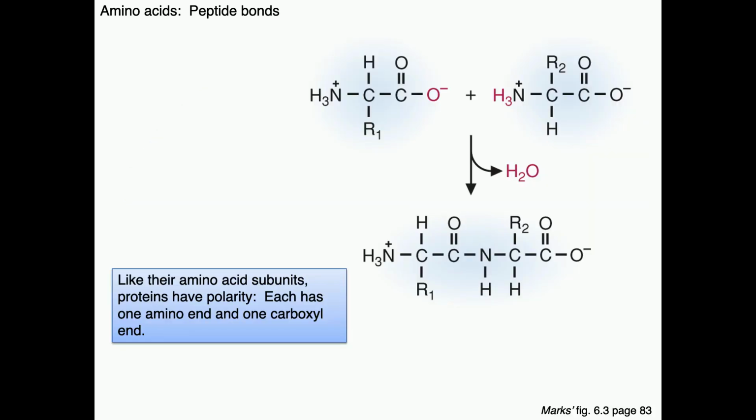Same thing with a protein. The individual amino acids have polarity. They're linked end to end to end, always in the same way. So the bigger structure also has a polarity. So when we talk about proteins, we'll talk about the amino terminus and the carboxylic acid terminus, right? Or domains of a protein that are near the amino end or near the carboxylic acid end, for example. That's where that comes from. Okay.